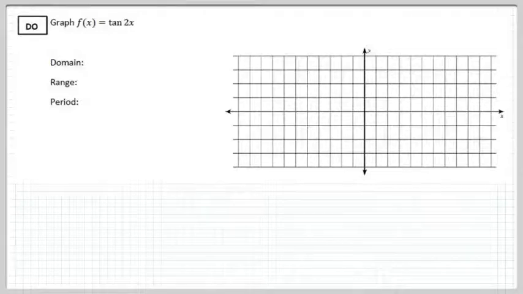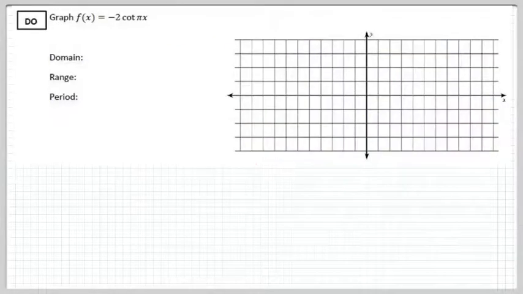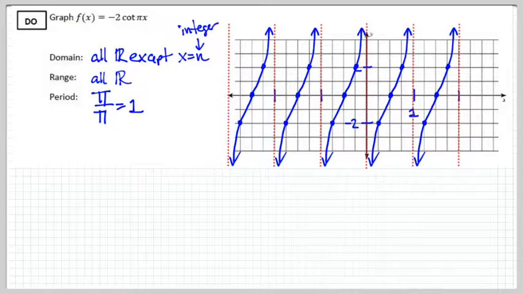Okay, let's graph out the tangent graph. 3, 2, 1. And then we'll end on the cotangent, but look here, we have a reflection going on again. 3, 2, 1. And you'll note that because of the reflection, this becomes an increasing graph. Instead of this decreasing function, it's increasing.